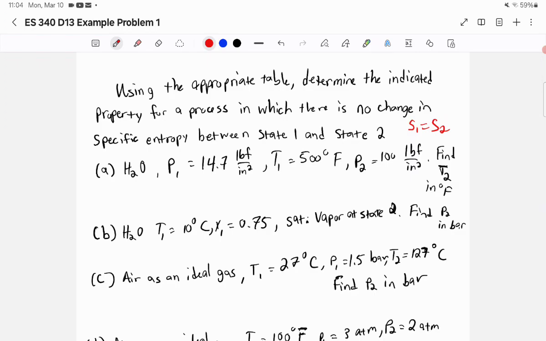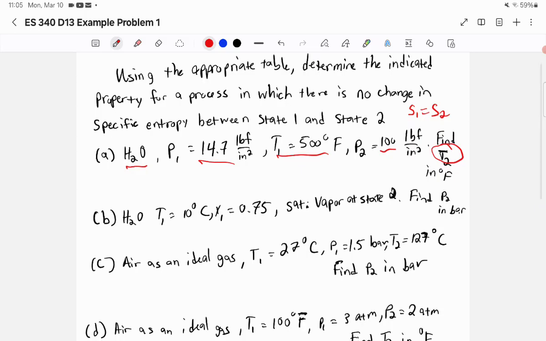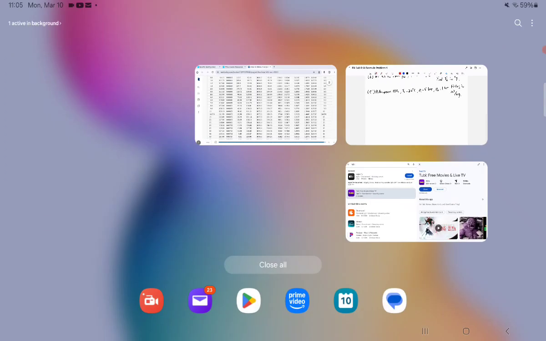So let's start with part A. Part A says water with P1 equal to 14.7 pound force per inch squared, with T1 equal to 500 degrees Fahrenheit. P2 is equal to 100 pound force per inch squared, and we're asked to find T2. The first thing we're obviously going to have to do is go to the tables. So let's do that.